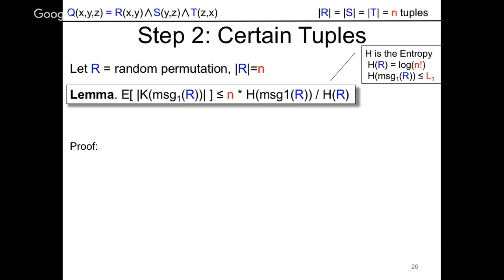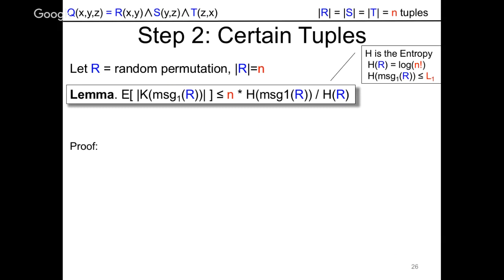Now, to remind you, the entropy of the input relation, since we have n factorial permutations, each of them equally likely, is exactly log of n factorial, just by definition. The entropy of the message takes a bit more time to visualize. The probability distribution on the bits of the message is not uniform. We don't know what it is. But what we know is that the length in bits of this message is at most L1. So we have a bound on the size of this message.